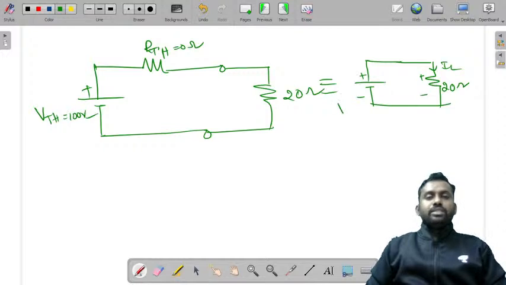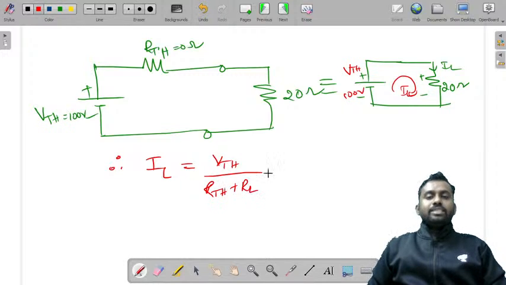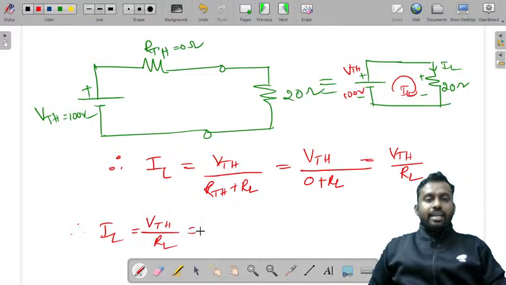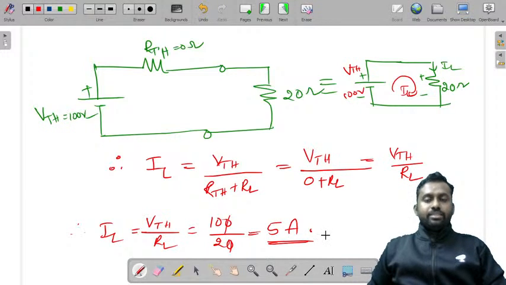Let us take this plus minus. So this is 100 volts. What is this value? This is VTH, which is 100 volts. Now therefore, what is IL equal to? Simply apply KVL in this. This is nothing but IL. It is VTH by RTH plus RL, but what is the RTH value? 0 plus RL will give you VTH by RL. Therefore, IL is equal to VTH by RL. What is VTH? 100 by 20 will give you 5 amperes.